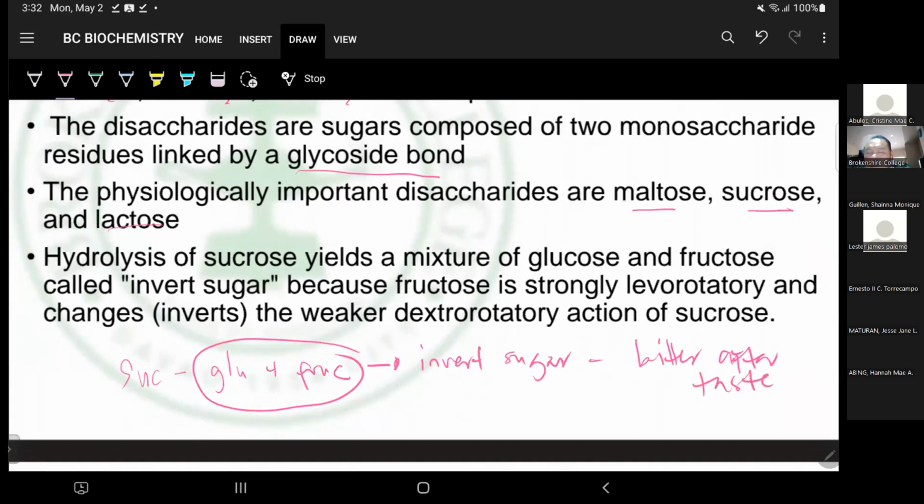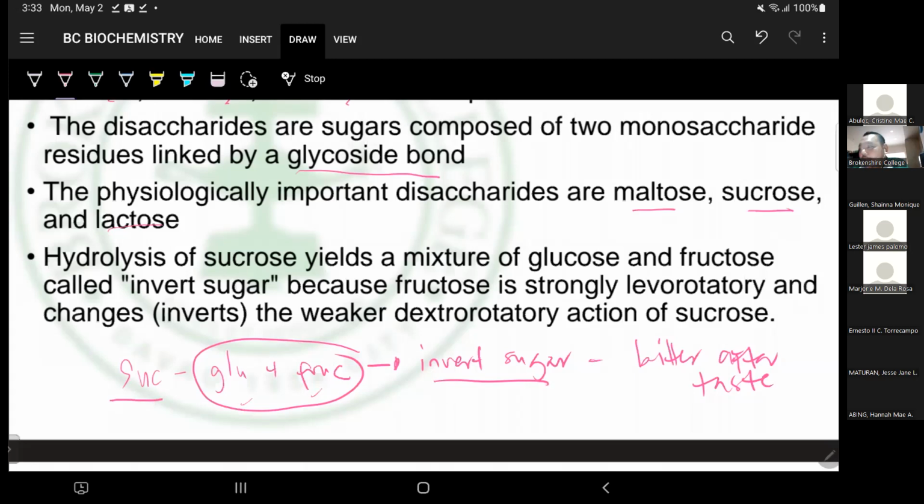Bitter aftertaste. Are you familiar with kuan? Anong pangalan ng food na yan? Peanut brittle. Yung peanut na may sugar coat. Familiar? If you try to taste it, it would be much sweeter than the regular sucrose, table sugar. And then also, yung caramelized sugar, ito rin siya, di ba? Caramelized sugar is your invert sugar.